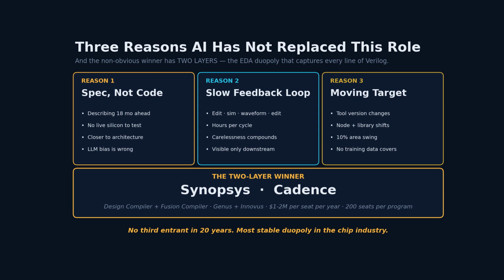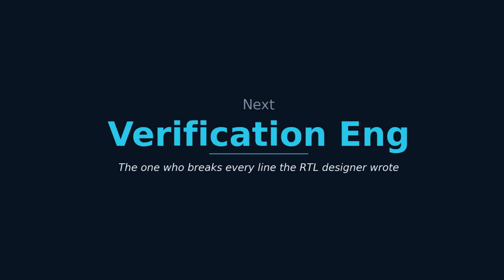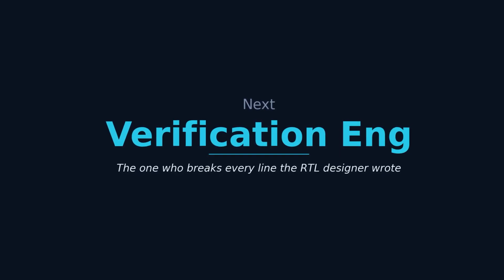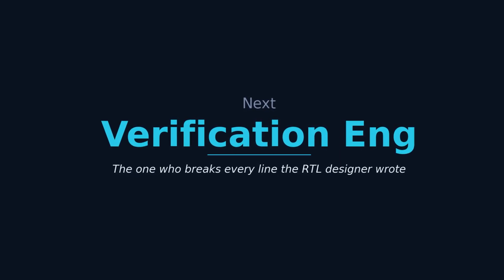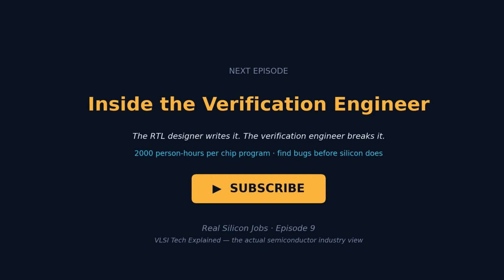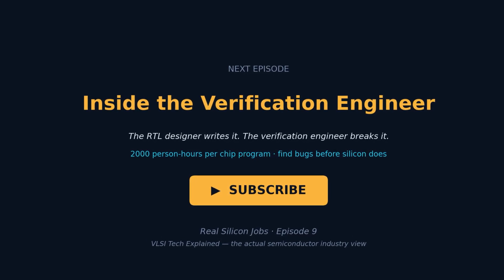That is the RTL designer's job. One line, $50 million when it is wrong, 1 billion gates when the program ships. Next episode, the verification engineer. The RTL designer writes it. The verification engineer breaks it.